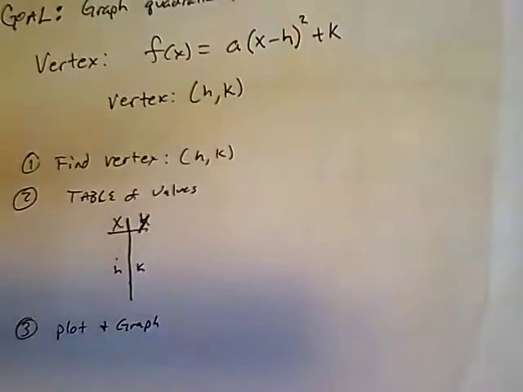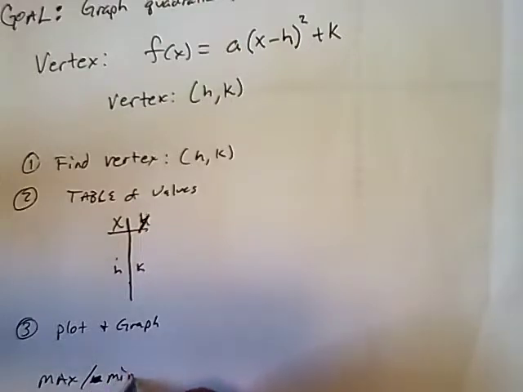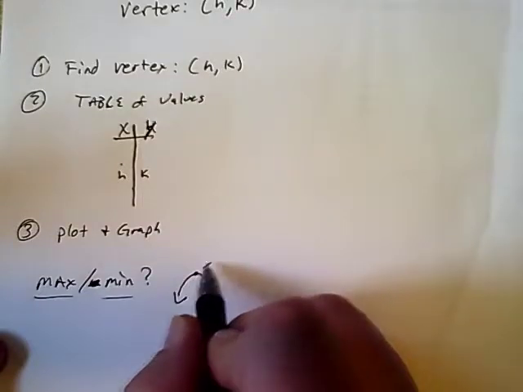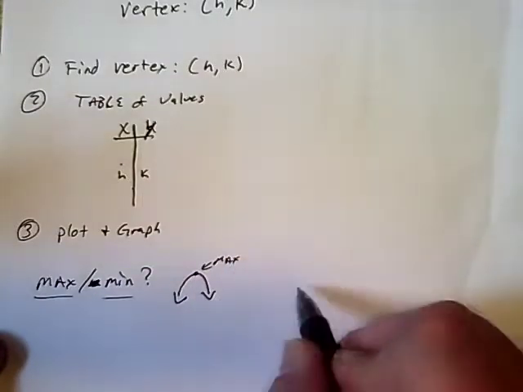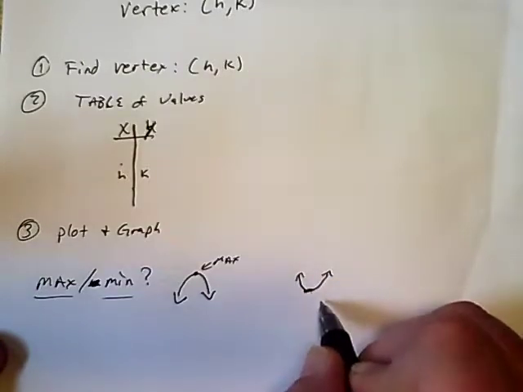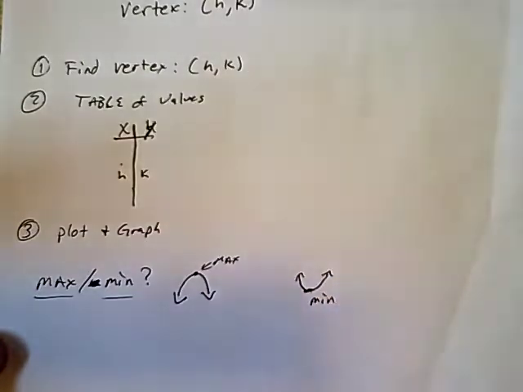Now, what's going to be a little bit different this time is that I definitely want to discuss what's going to be a max and what is a min. So, what's the max or min? If I have a parabola that opens down, this is going to be a max. If we have a parabola that opens up, the vertex would be a min, a minimum value.